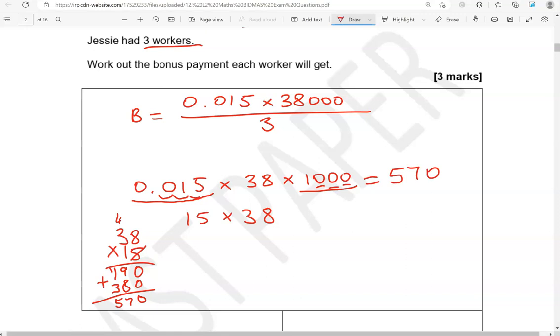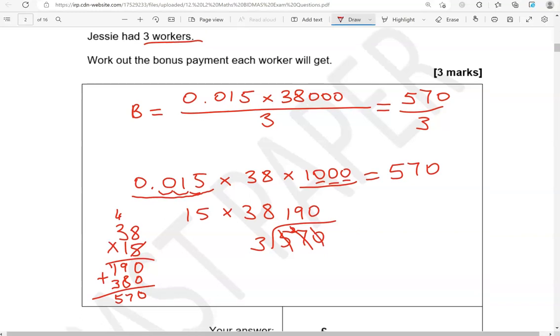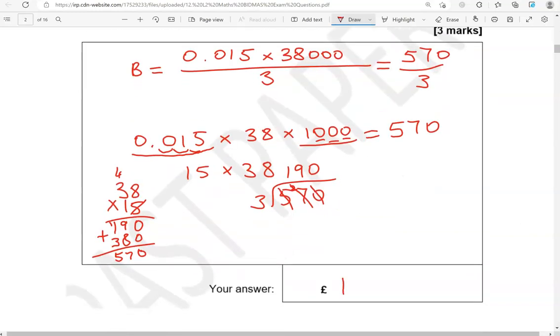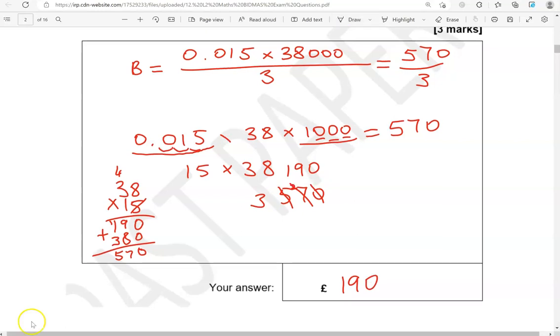The next step will be to divide this by 3, because we've got now 570 divided by 3. So 570 divided by 3, how many 3's fit into 5? That's just 1, and we have 2 remaining. How many 3's into 27? That is 9. Nothing is remaining there. How many 3's into 0? That is 0. So 190 is the final answer.